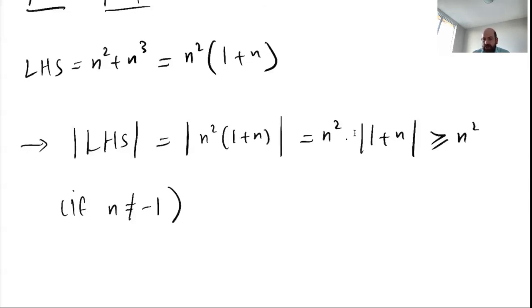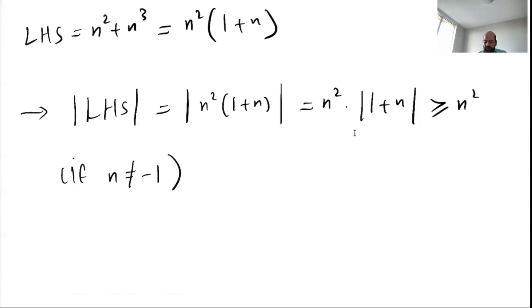So I have n squared times a non-negative integer. Non-negative integer means either 0 or something at least 1. If it's not 0, it means at least 1. So something times a positive integer, at least 1, becomes bigger than or equal to the original number, right? For example, 6 times 1 is 6, bigger than or equal to 6. 6 times 2 is 12, bigger than or equal to 6, and so on.